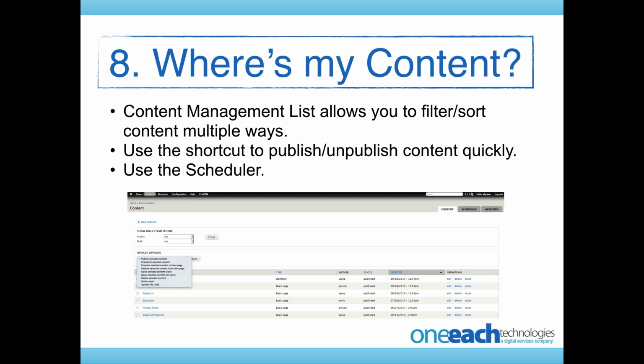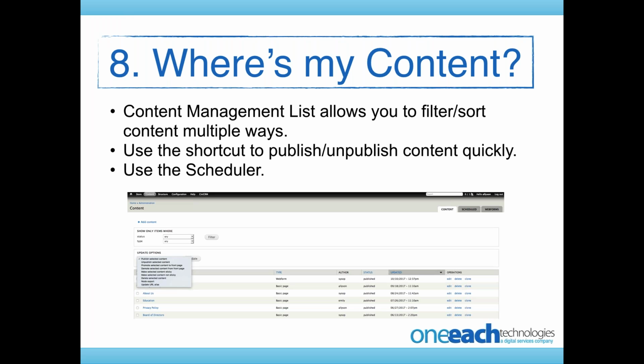One way to get around that is to use your content management listing. It allows you to filter and sort your content in multiple ways so that you can always find the page or content item that you need to find. It's also a good, quick place to edit your content as well as publish and unpublish content quickly. Underneath the content management listing, you will also be able to see information on the items. If you are using a scheduler, you'll be able to see all of the items that are set to schedule.